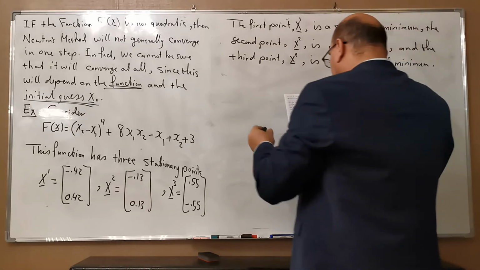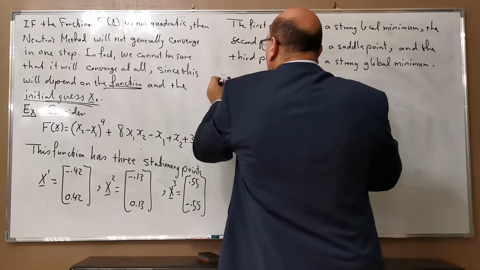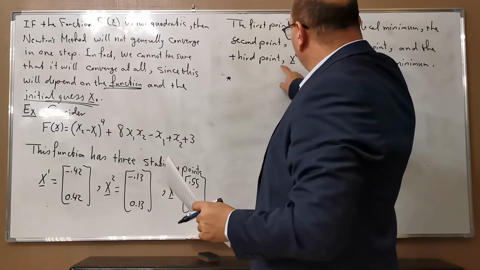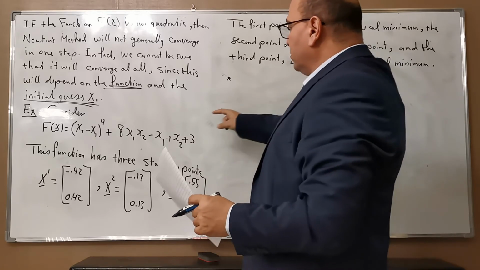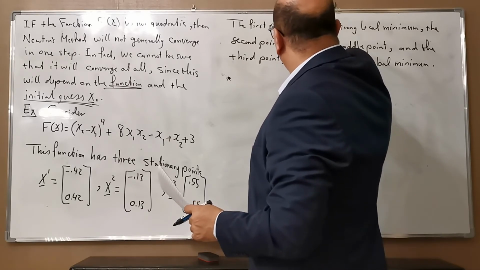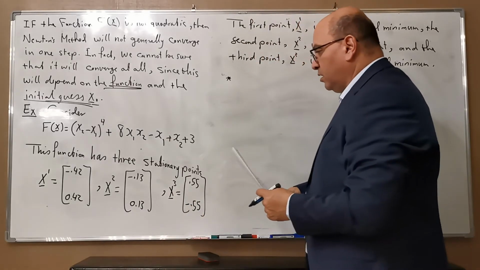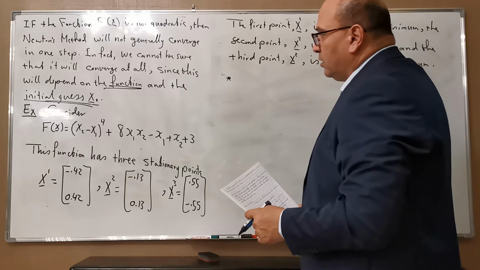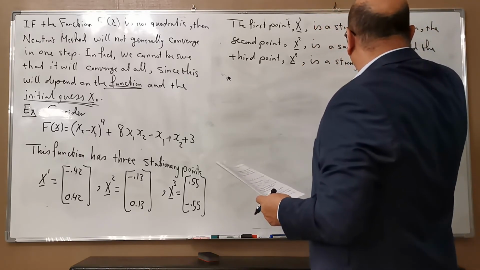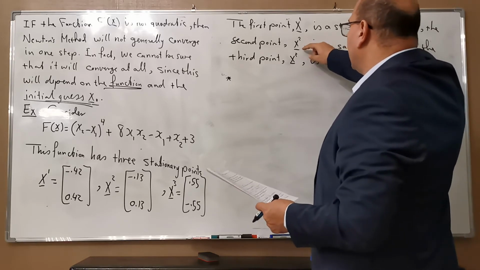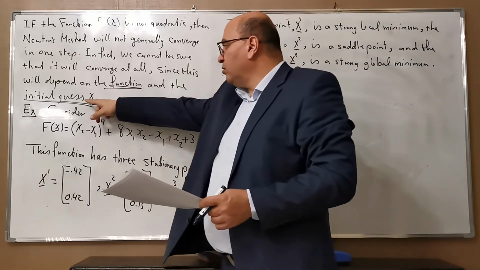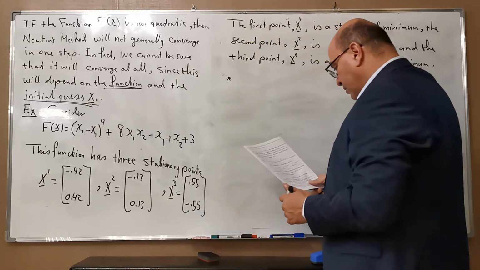The reason why I'm taking this example is just to show you that depending on choosing our initial guess, you can go to point number 1 or 2 or 3 based on the choosing of your initial guess. Definitely what we are looking for is to go to the strong global minimum, but sometimes you will go to this one or you go to this one based on choosing of your initial guess.